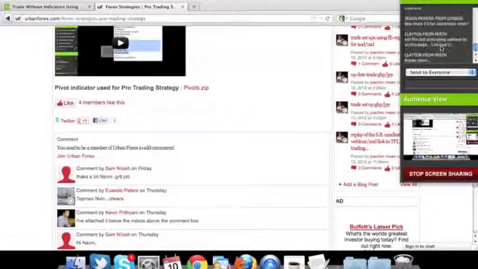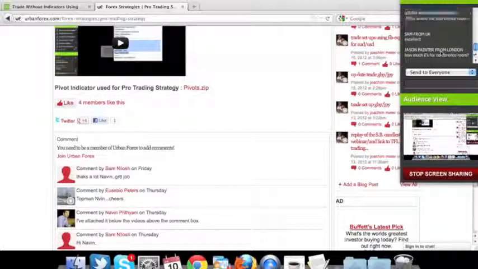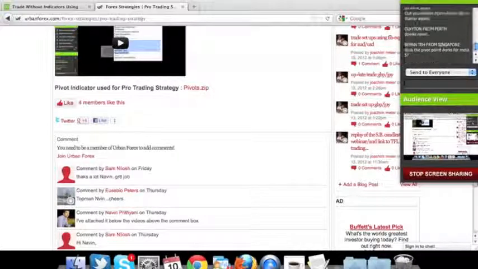Does the pivot points work for MetaTrader 5? No, it doesn't. I'm sorry. It does not work for MetaTrader 5 apparently. That's what I've heard. I could be wrong.